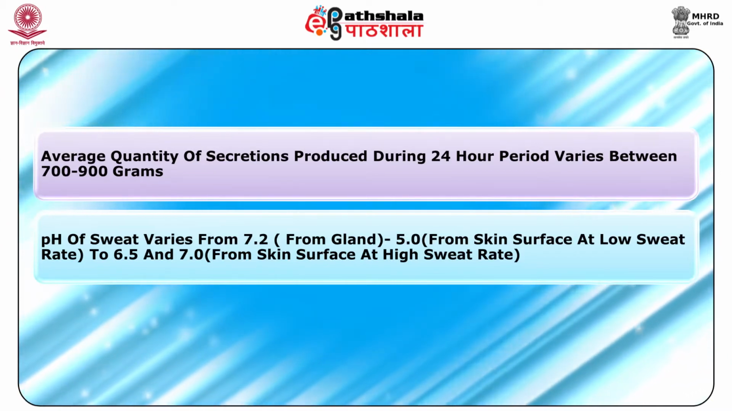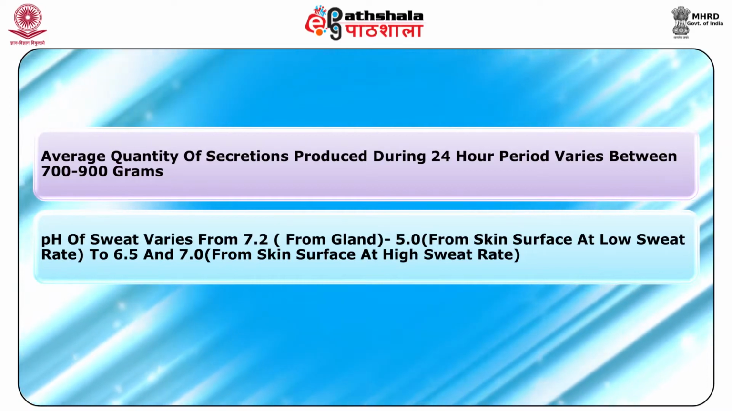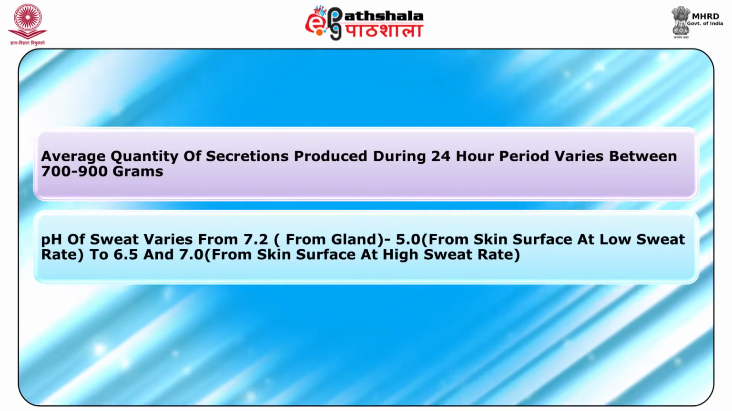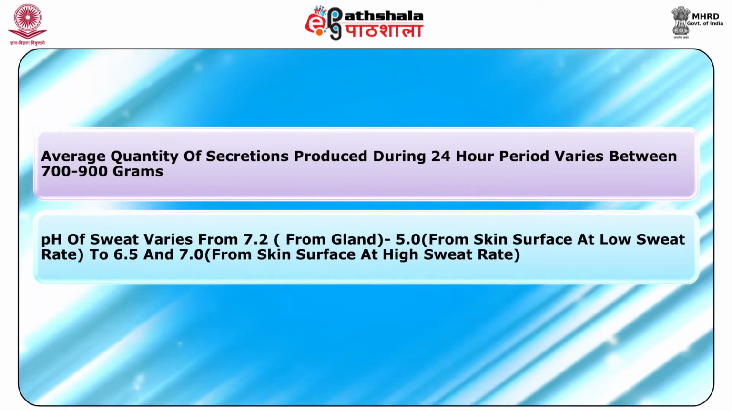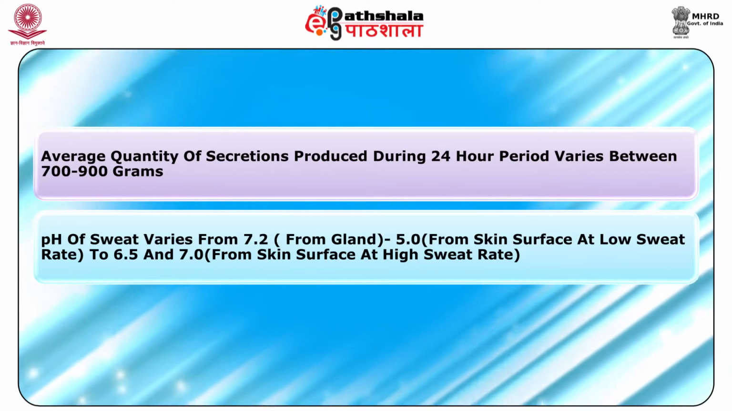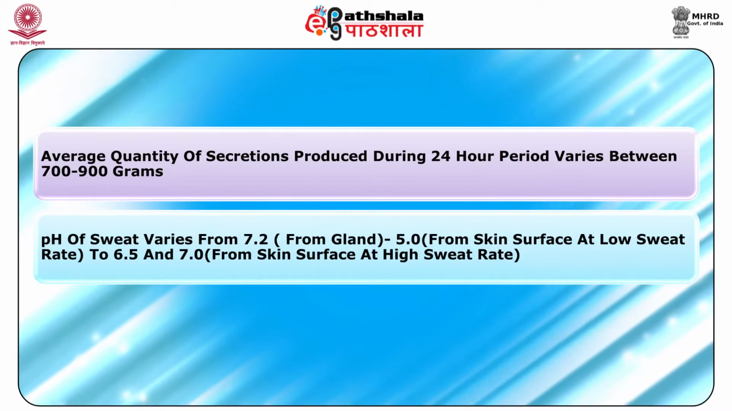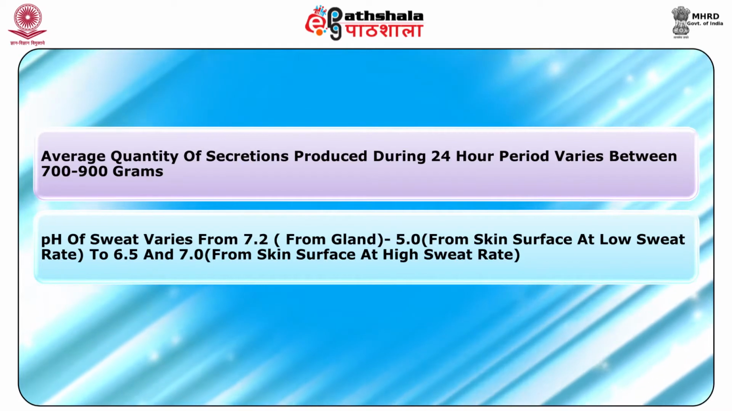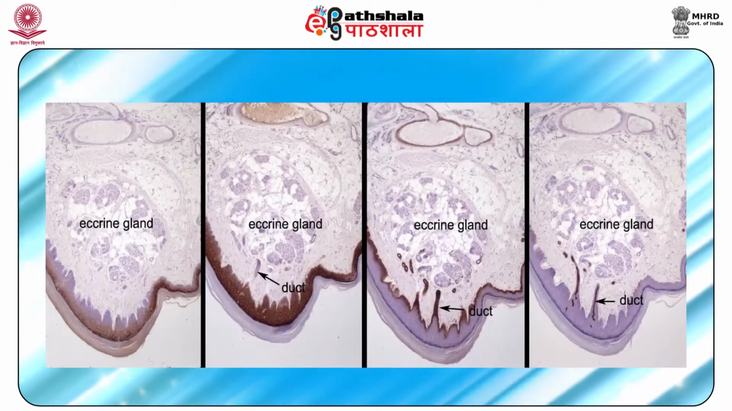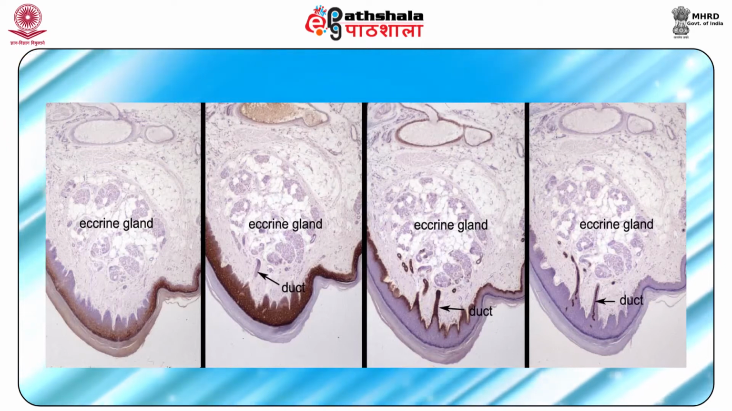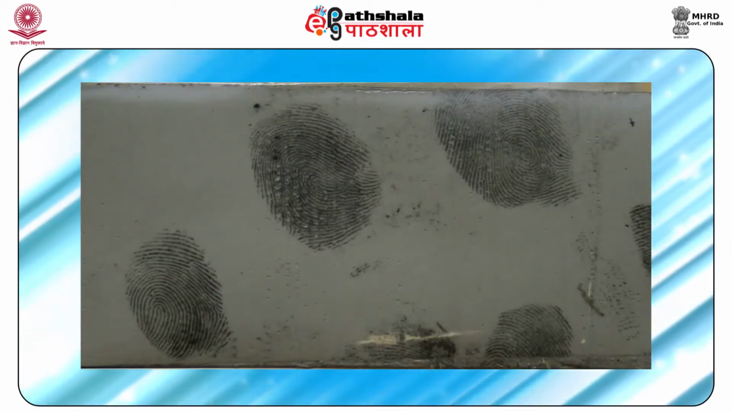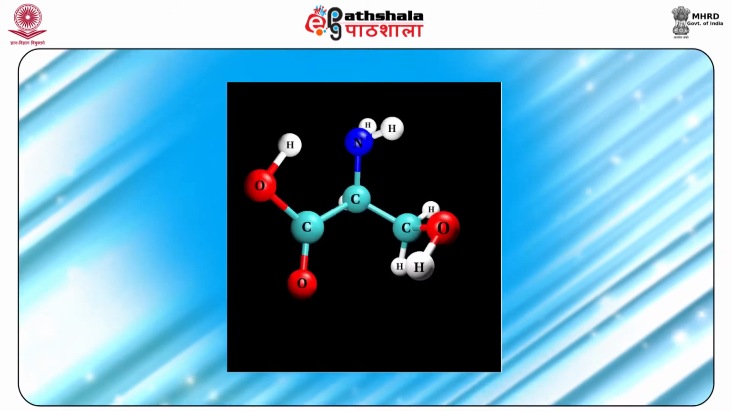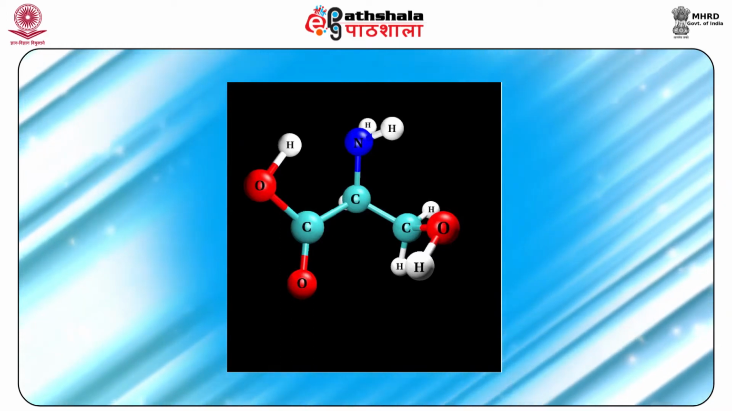The pH of sweat has been reported to vary from 7.2, when extracted directly from the gland, to 5.0 when recovered from the skin surface at a low sweat rate, to between 6.5 and 7.0 when recovered from the skin surface at a high sweat rate. The eccrine gland also secretes organic compounds; of primary importance to the development of latent print rich detail are the amino acids. Serine is the most abundant amino acid.